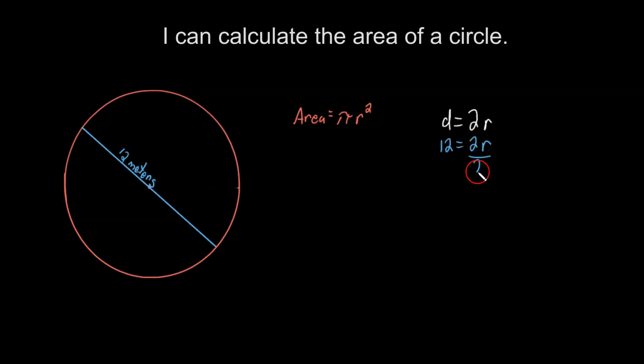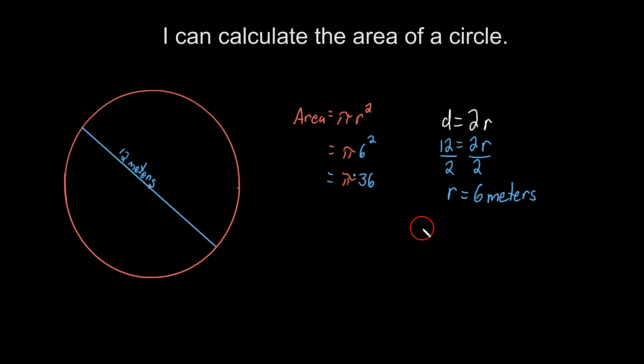And to solve for r, we just divide by 2 and divide by 2, and we get r, or the radius, is equal to 6. So the radius is equal to 6 meters. So now we can plug 6 meters into this formula. So we get the area is equal to pi times radius squared. So pi times 6 squared. So that would give us pi times 36, because 6 squared is just 6 times 6, which is 36. So this would be pi times 36.